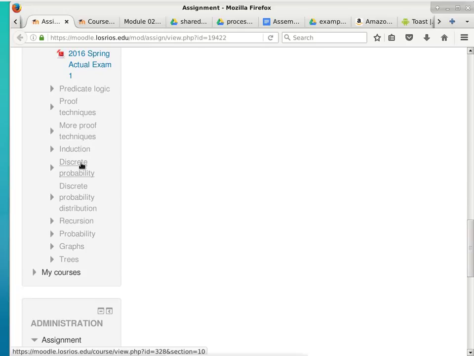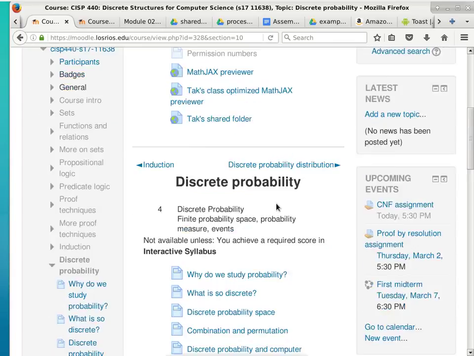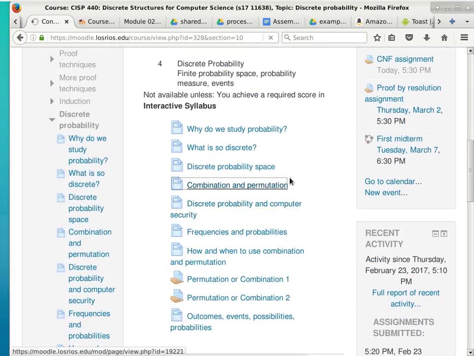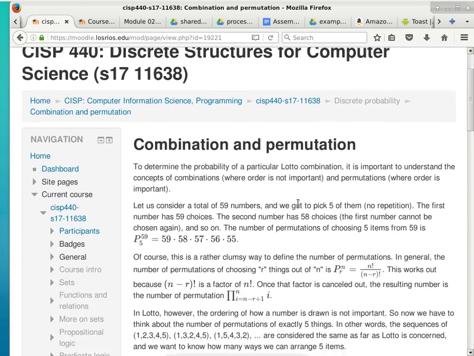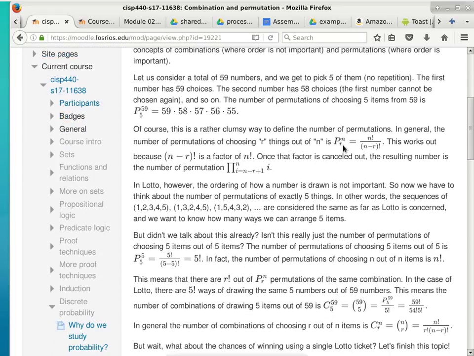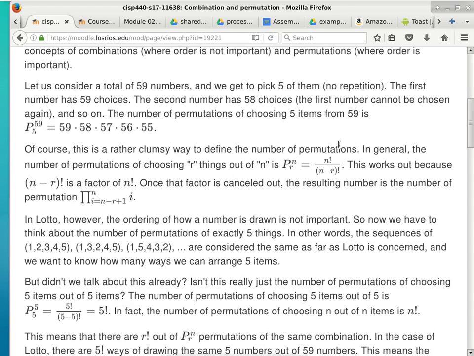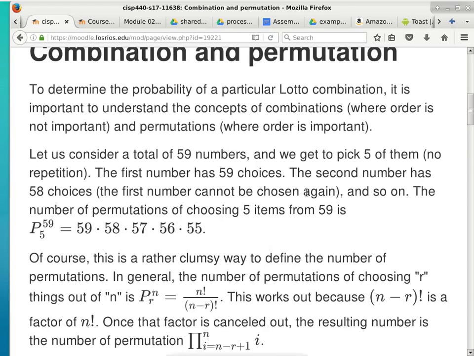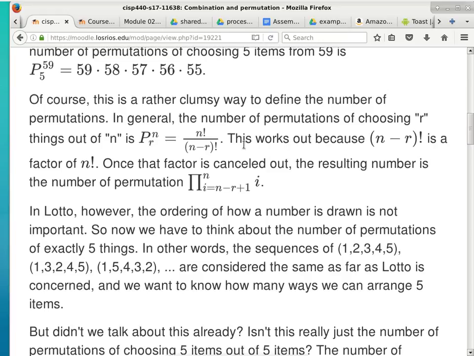And we are in discrete probability. All right. So this slide talks about combination and permutation. So the equation is like this. Okay, so let me see if I can just zoom into the equation of permutation. There we have it. Okay, so this is the equation of permutation.